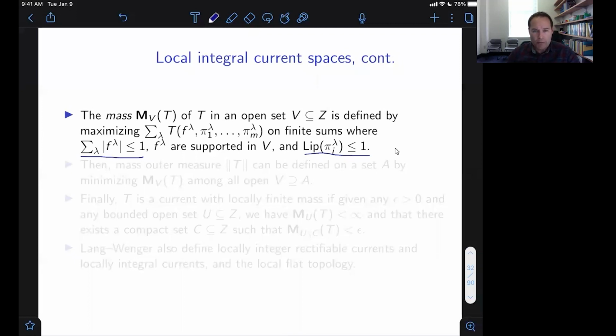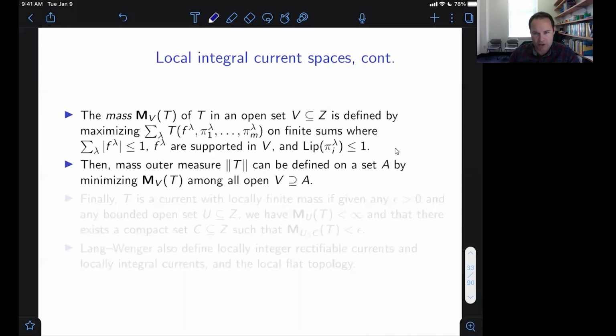Okay. So the mass, once you have this definition, then you can define it on arbitrary sets just by regularizing from the outside. You just minimize this quantity on open sets that contain your set. This gives you an outer measure. So we'll be using this outer measure T. It's a Borel measure. We'll be using that extensively in some of the definitions.